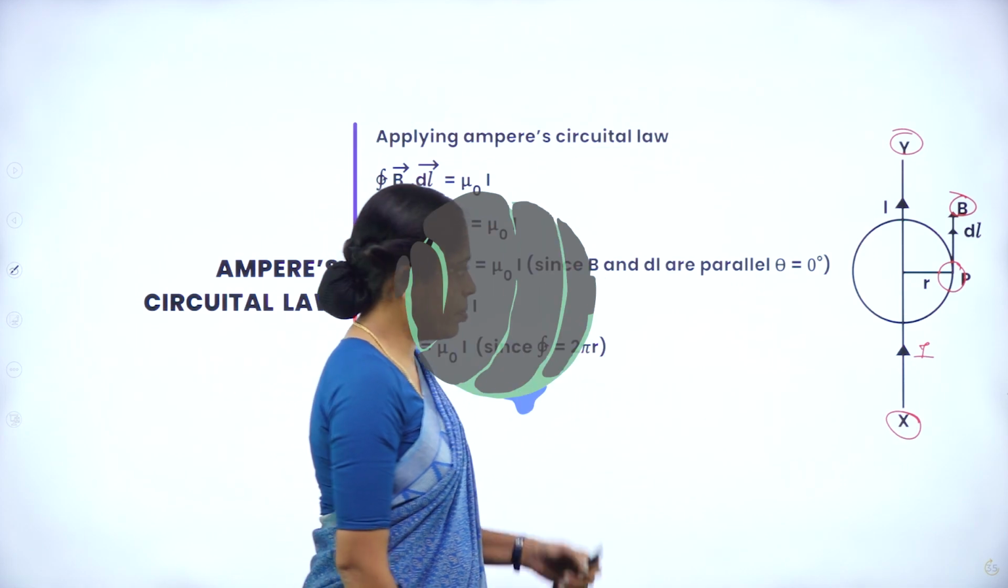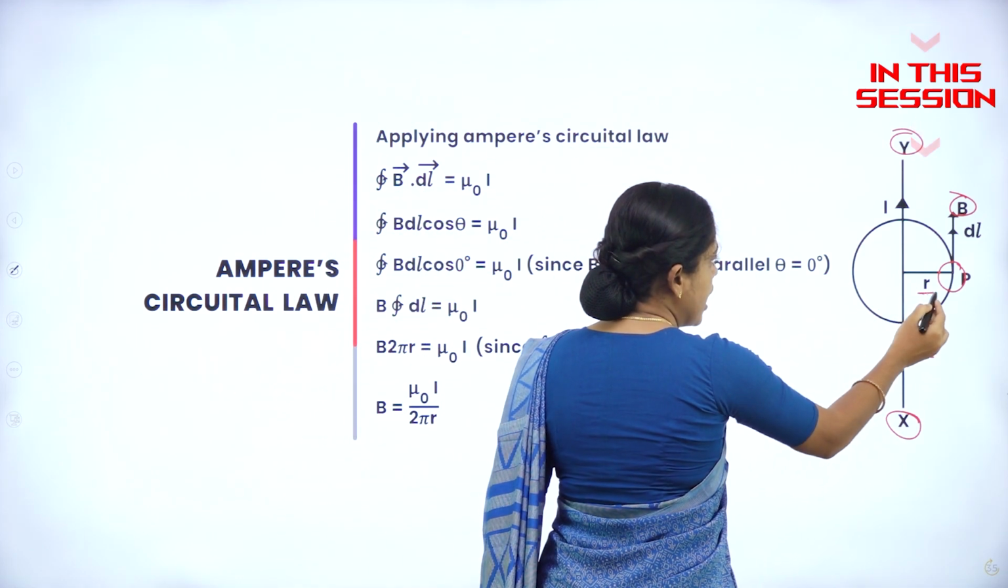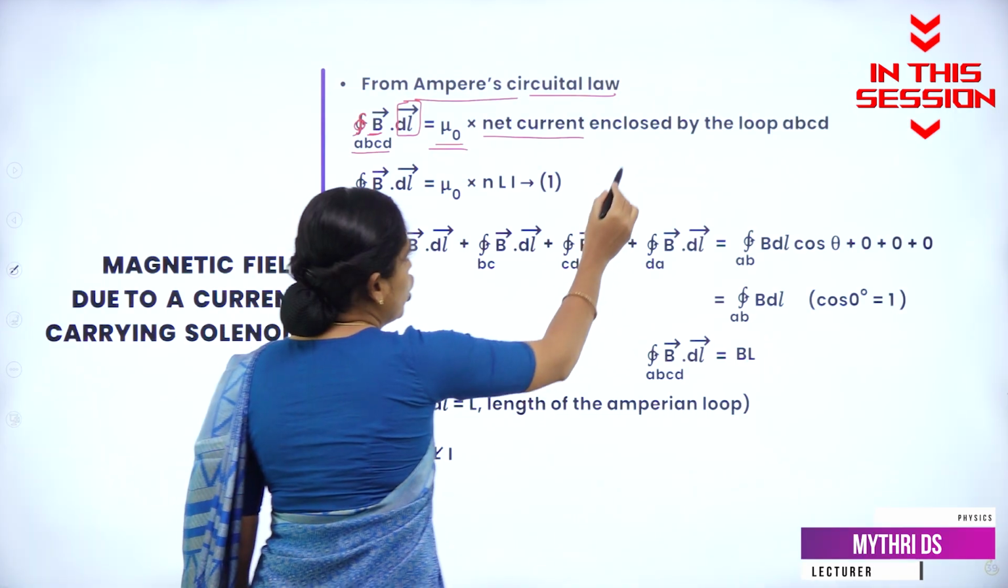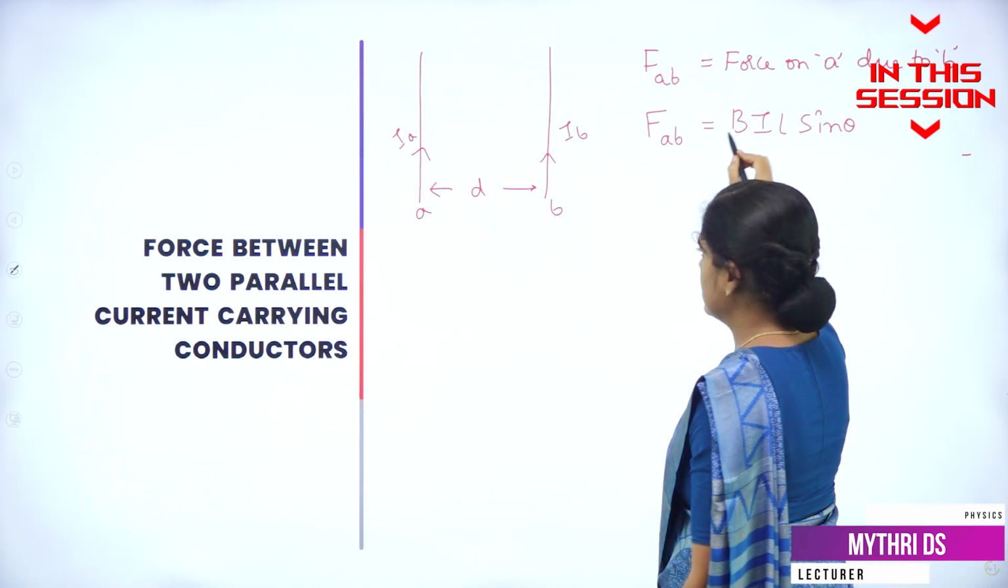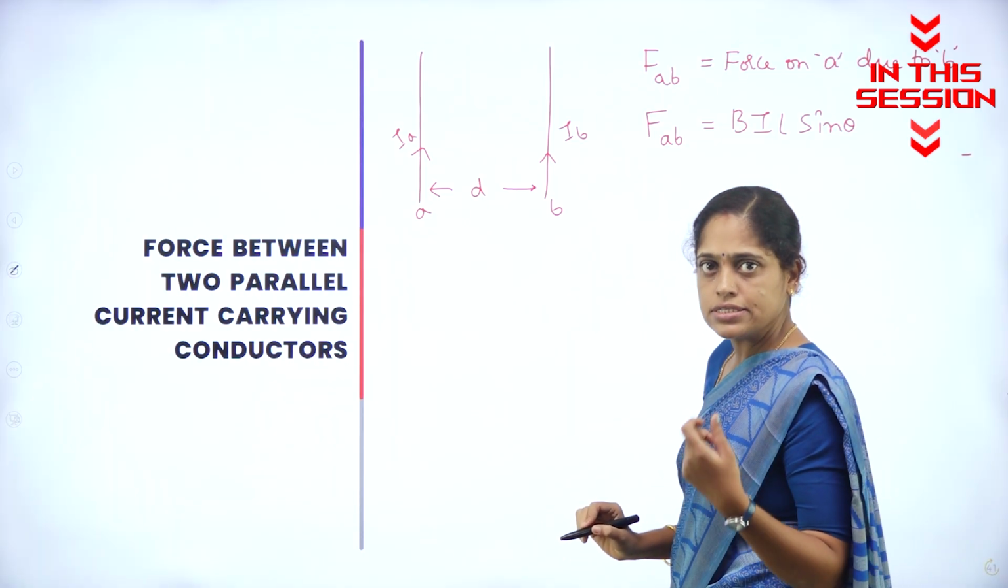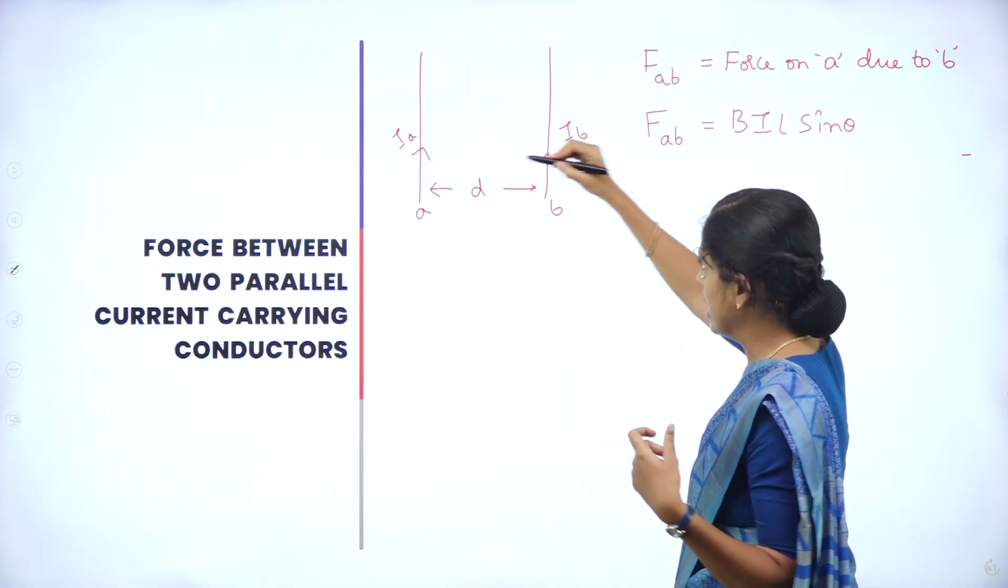Where that point P lies at a distance r from the wire, enclosed by the loop ABCD. B is the magnetic field, I is the current, L is the length of that.